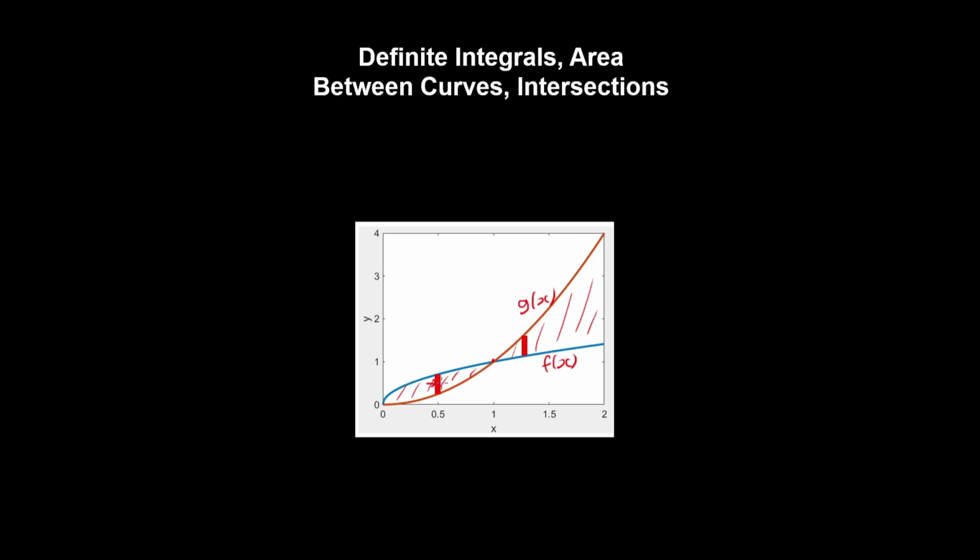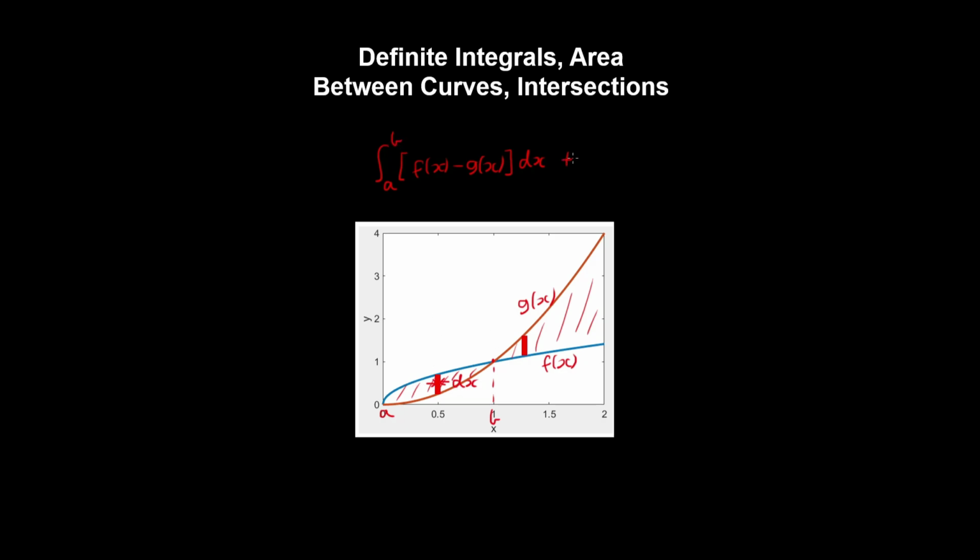and the thickness of each rectangle dx, then the area of the first region is f of x minus g of x, which is the height of one rectangle, and then multiplying by dx gives us the area of that rectangle. And then we integrate from x equals a to x equals b, and that gives us the area of that first region.